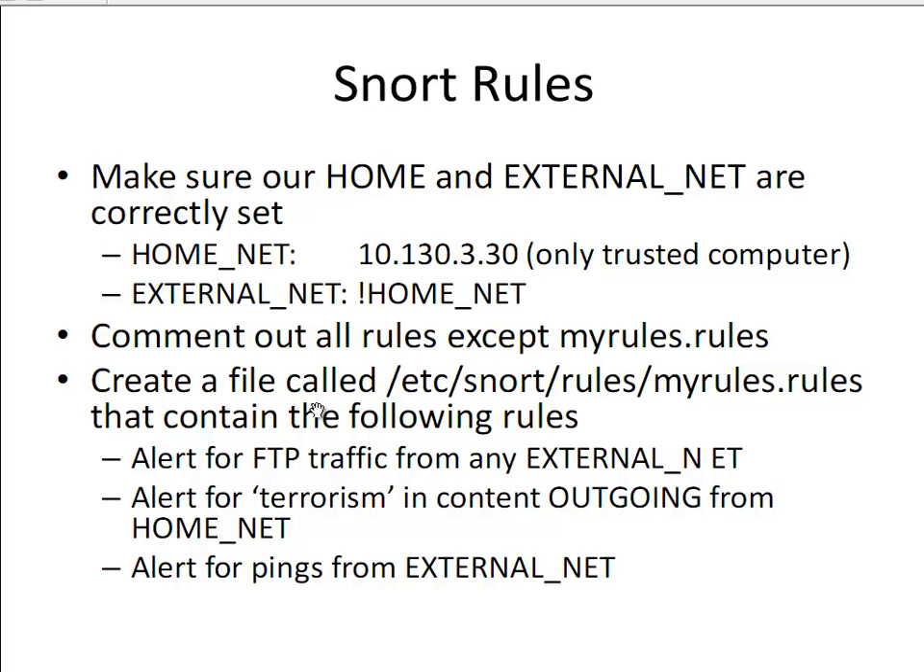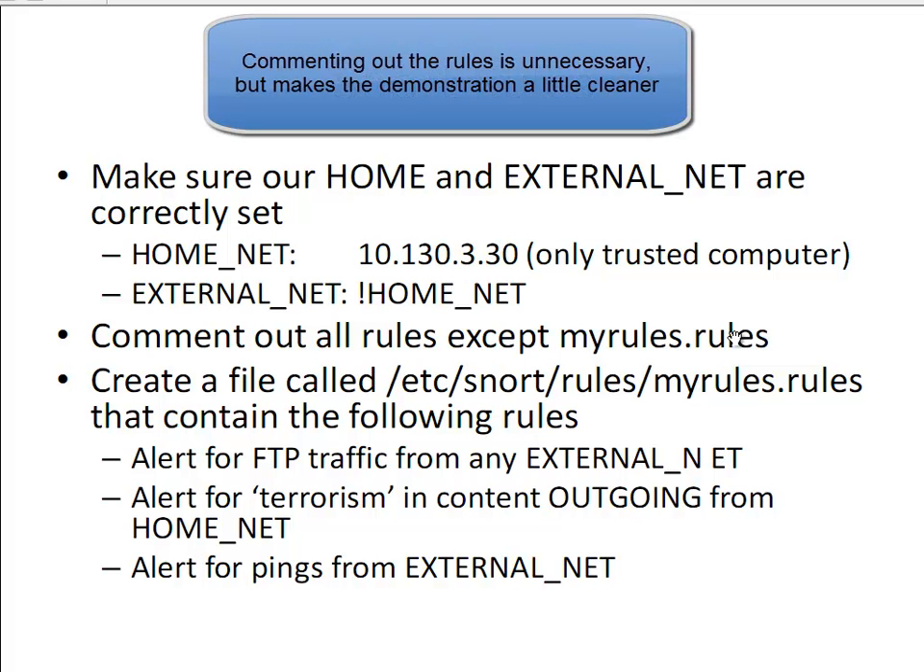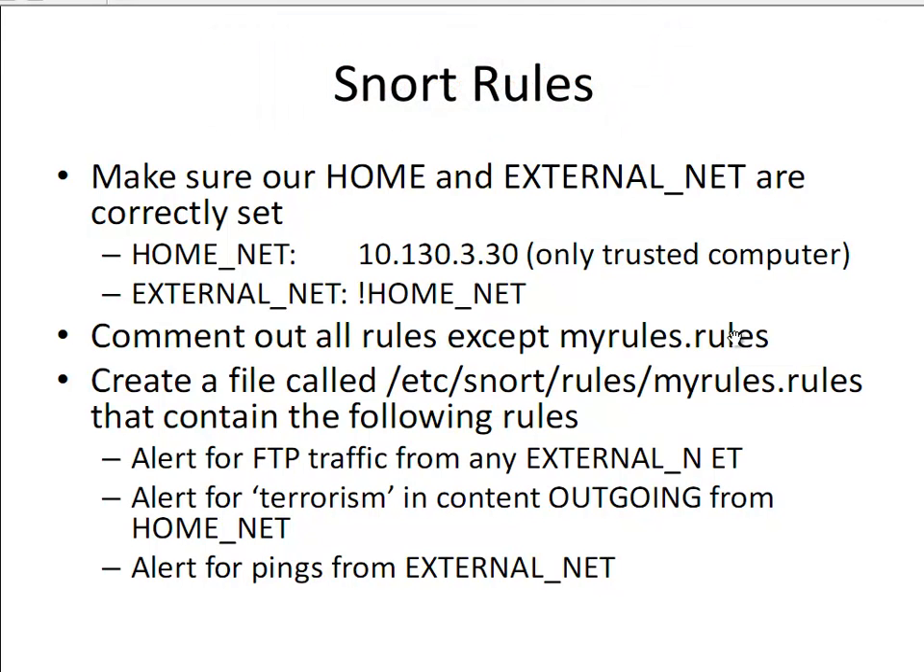Then we want to go to our snort.conf file where we've set up our home net and external net, and comment out all of the rules except myrules.rules. And this is just so Snort runs a little faster, and also so that we can troubleshoot our rules should we have any mistypings or misspellings. And finally, we want to create a file under the etc snort rules directory, and we want to call it myrules.rules.